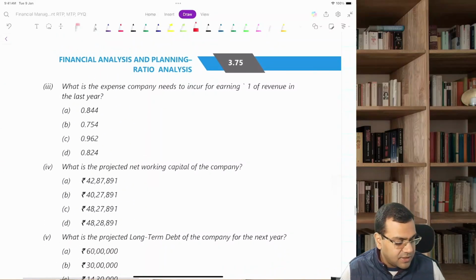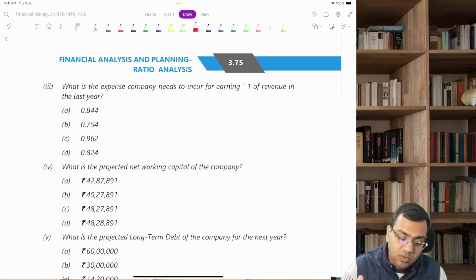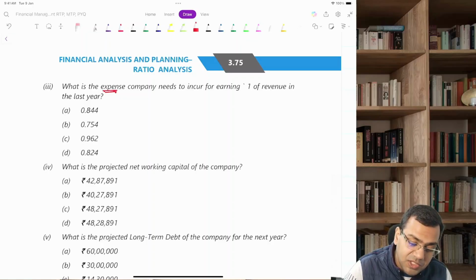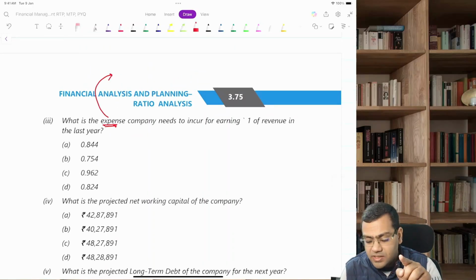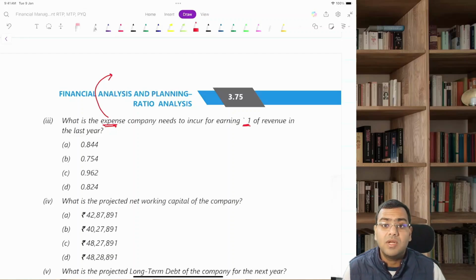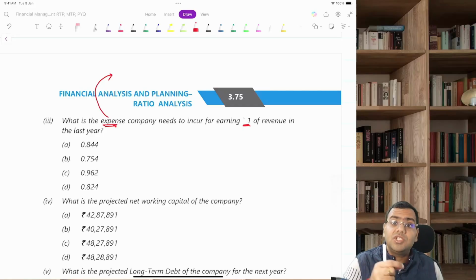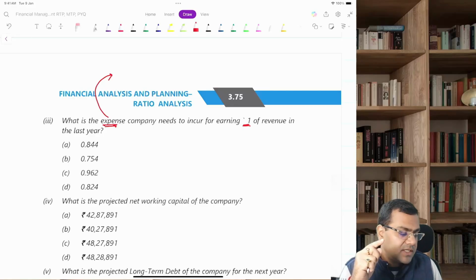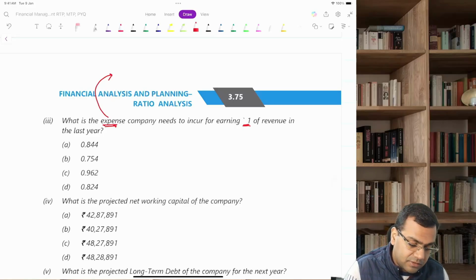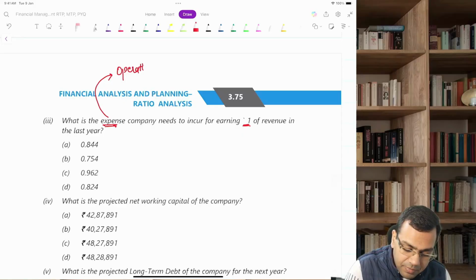What is the expense the company has to incur for earning 1 rupee of the revenue in the last year? What do you mean by expense here, sir? Which expense? You want to sell your product and earn a revenue. What is revenue? For 1 rupee of the revenue, revenue means the sales. To generate those sales, what is the expenditure that you have to incur? What will that expenditure be called, sir? That expenditure is nothing but your operating cost.